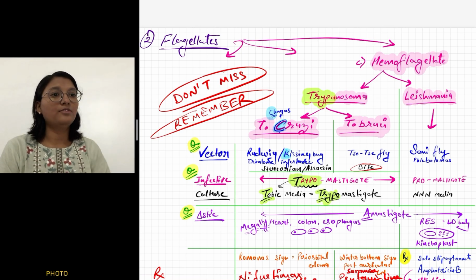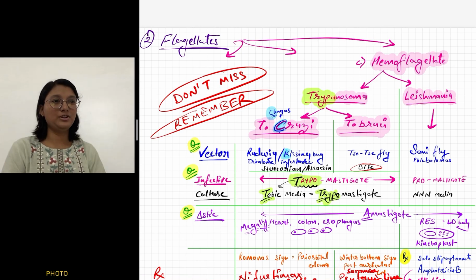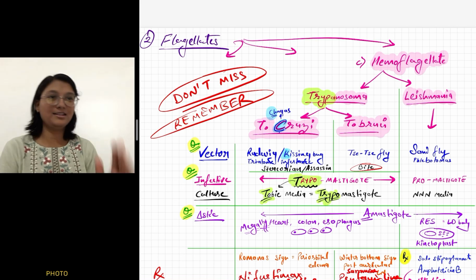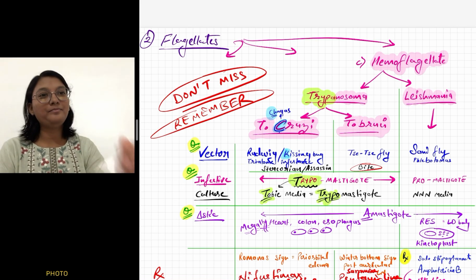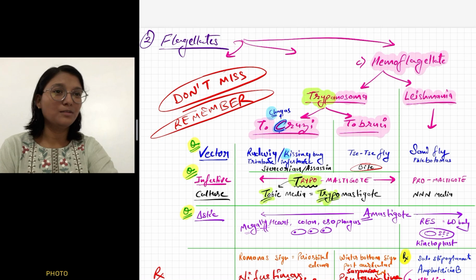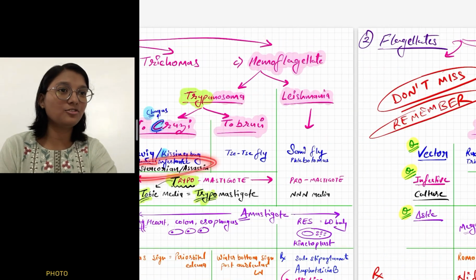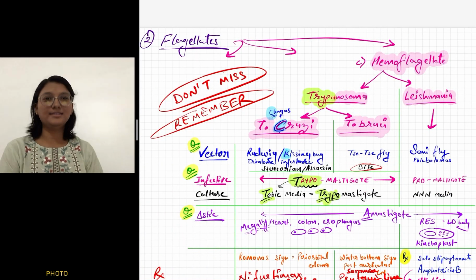benzamidine for cruzi and suramin and pentamidine for brucei. Because they have asked for amphotericin B, I have written the other two for other two. Okay. The mode of transmission stercorarian was asked, so I wrote here bite also for the tsetse fly.